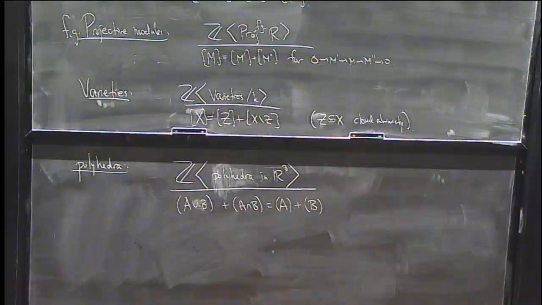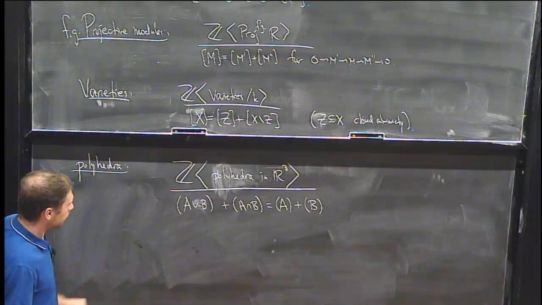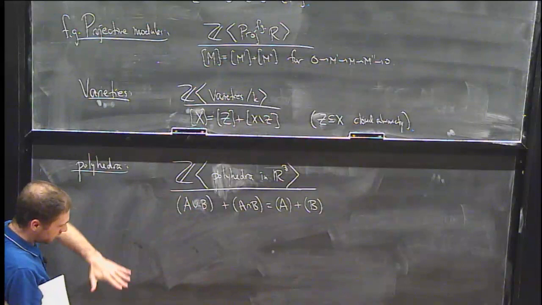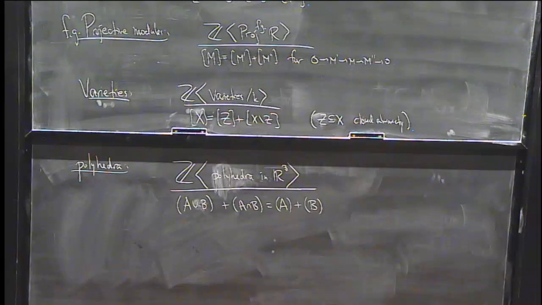And if I did polyhedra in R2, then it's a known result that the group you get is just R. The only invariant of a polygon in R2 up to scissors congruence is the area. But in R3, there's the Dehn invariant, which is a more interesting homomorphism out of this group.